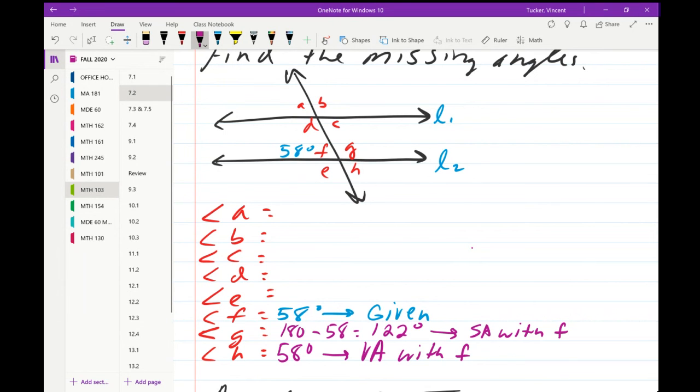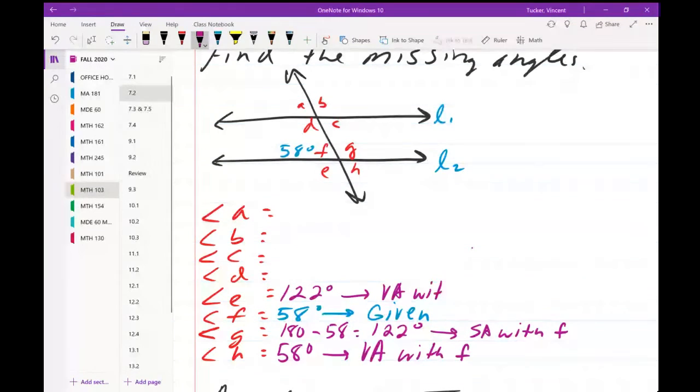All right. Then looking at E. E we know is 122 because that's a vertical angle with G. So before we go any further, make sure we're okay with those four.